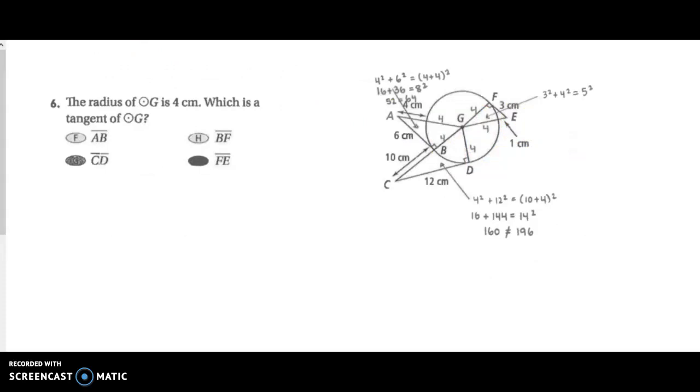This is one of those where I might have to make a video. Which is tangent to circle G, right? If the radius is 4, you actually have to try the Pythagorean theorem 3 times to see which one works out.